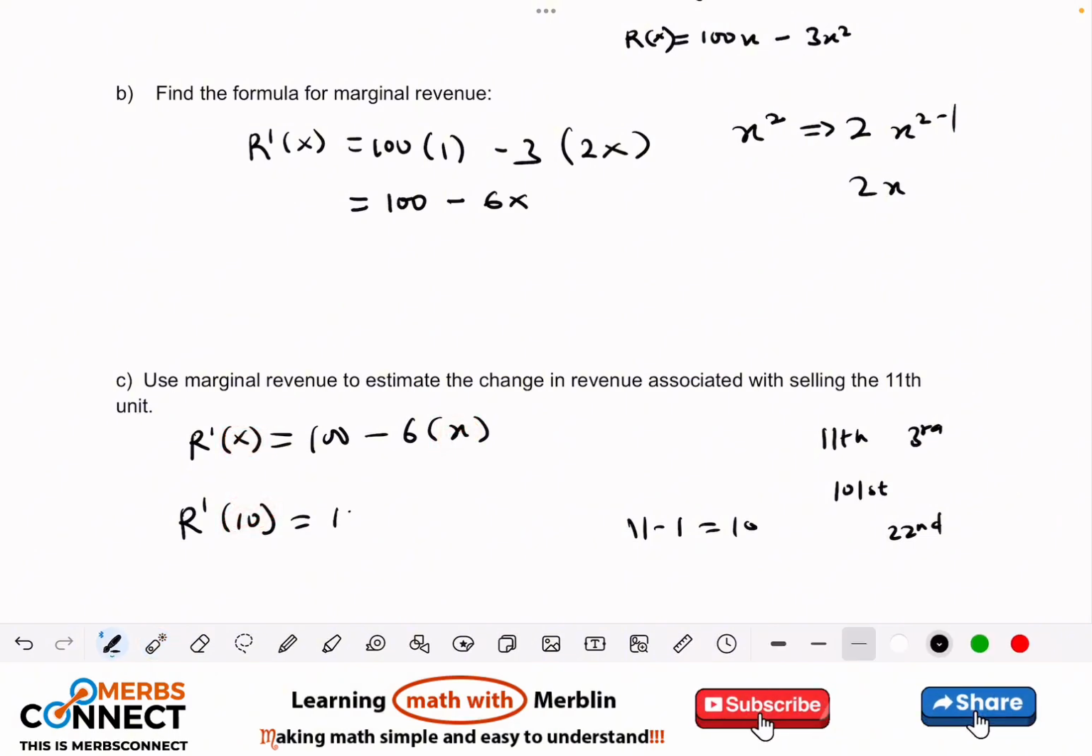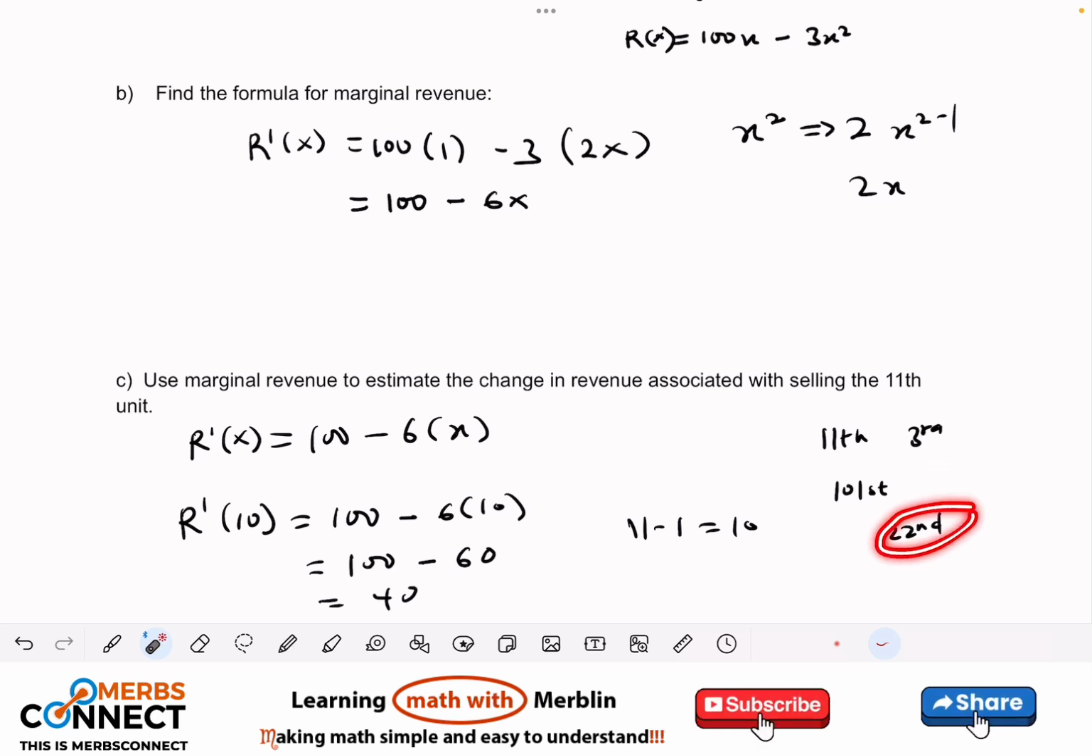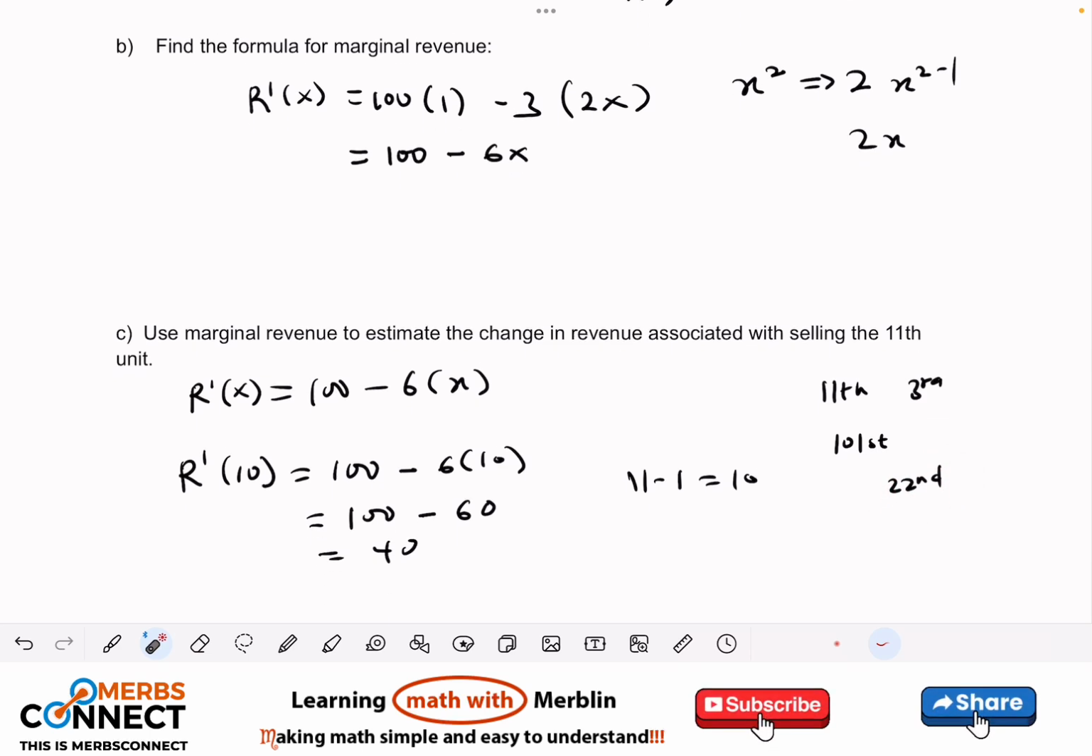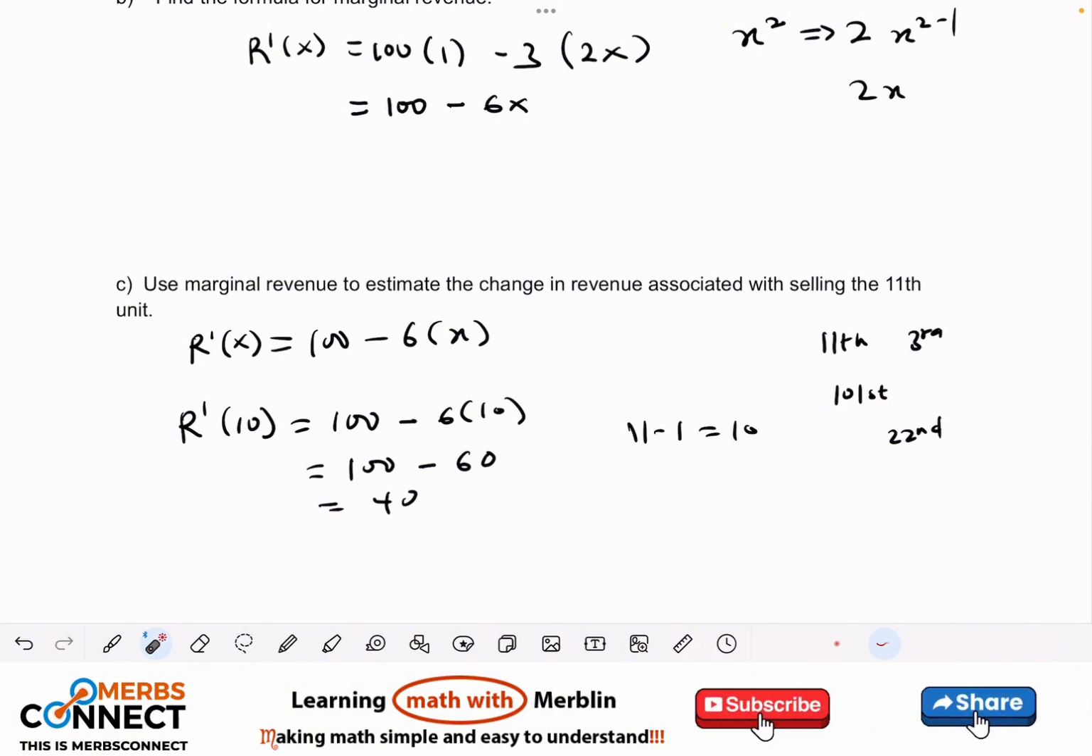So I'm going to have 100 minus 6 times 10, and this one will be 100 minus 60, which is equal to 40. So know the trick. Anytime you have 11th, 3rd, 23rd, 22nd, 21st, anything, you need to subtract 1 before you plug it in the function. Good. So after knowing this, if we are looking at the interpretation, then we use this one to interpret the 11th item.